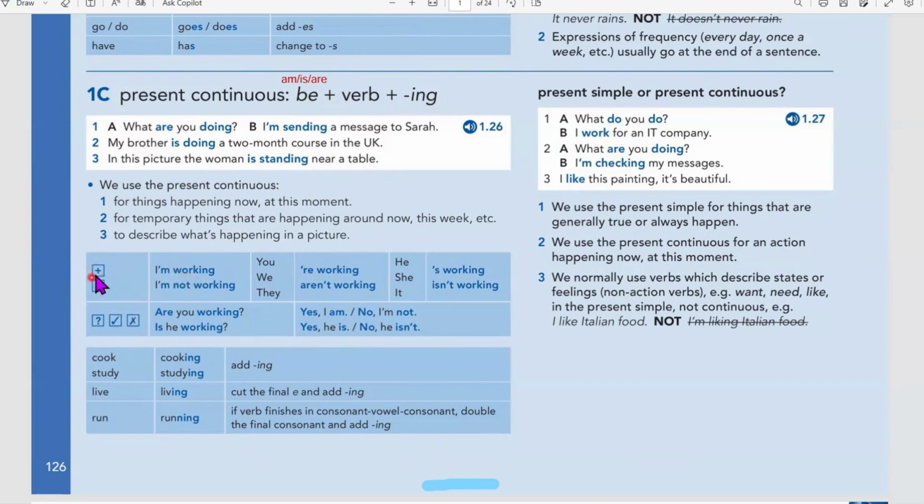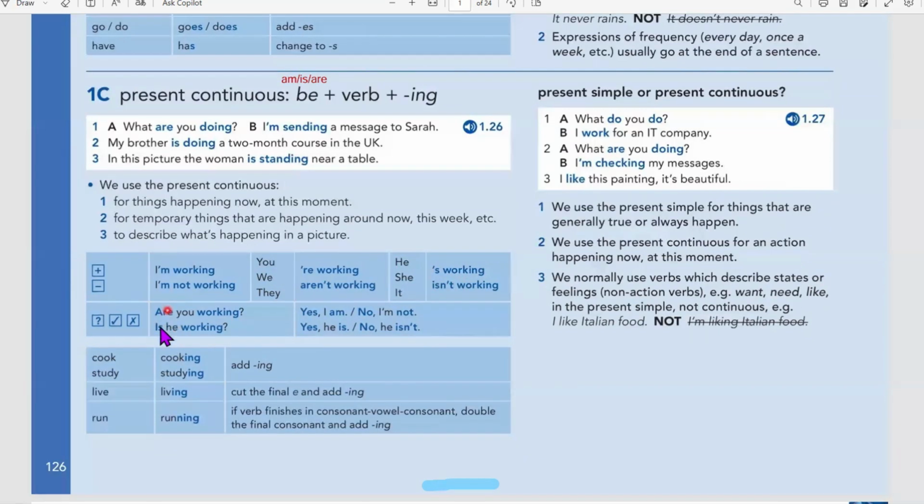How to make present continuous for positive. So I am working. You, we, they are working. Negative, aren't working. You aren't working. We aren't working. They aren't working. Now, if I say he, she, it, like my brother or my mother or my computer, then I use is working. So he's working, she's working, it's working. Or negative, he isn't working, she isn't working, it isn't working.